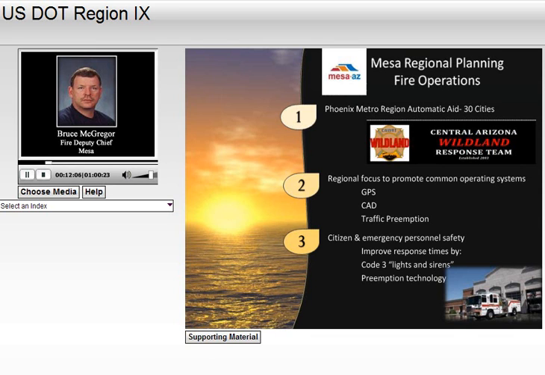Recently, we noticed that one of our challenges was that we have a lot of different traffic preemption systems and traffic systems throughout the eastern portion of our region, and so we realized that we needed to band together and promote a common operating system seamlessly from city to city. And we were very fortunate all of the transportation departments and fire departments were willing to get together and work on a regional committee.